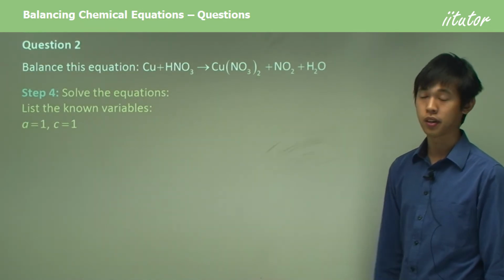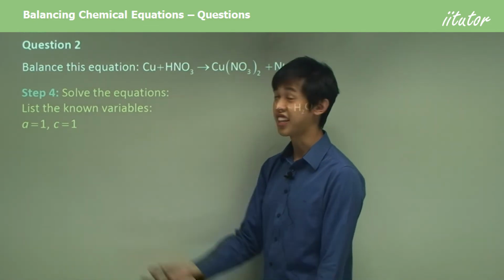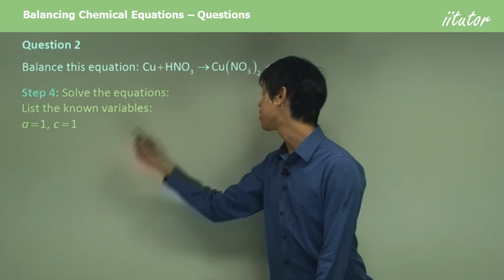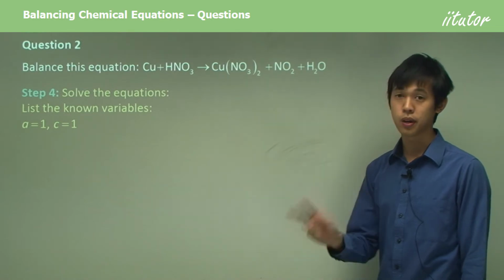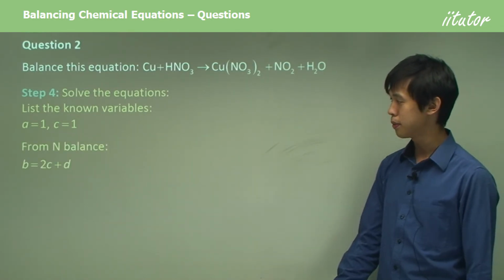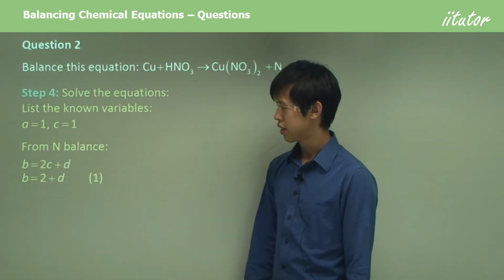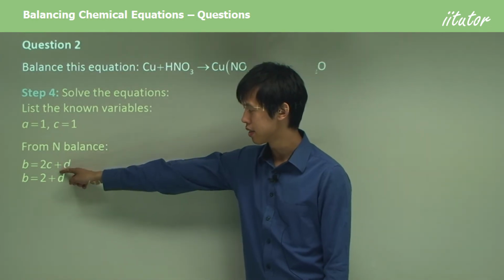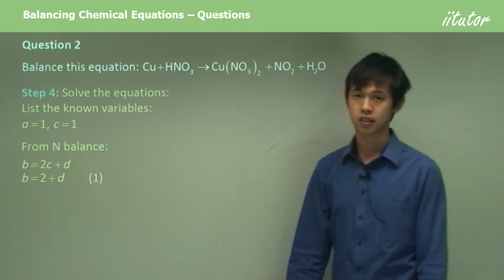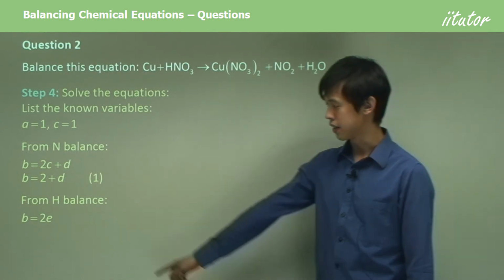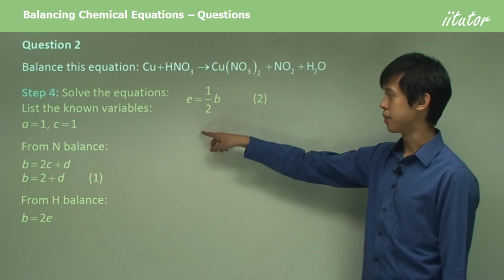So now we list what we know. We know that A equals 1. We've set that. So that means C also equals 1. Okay, so we know those two instantly. From the nitrogen balance, we got this equation. So if we substitute C into this, we get B equals 2 plus D. Right? From the hydrogen balance, we got this. And so E equals a half B.